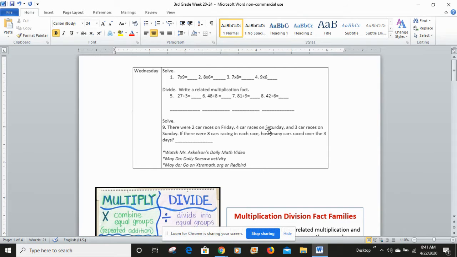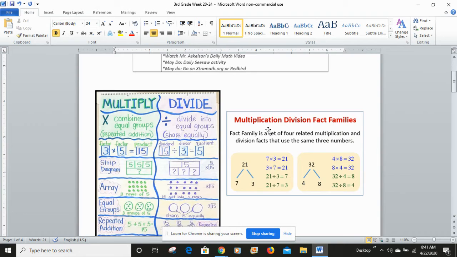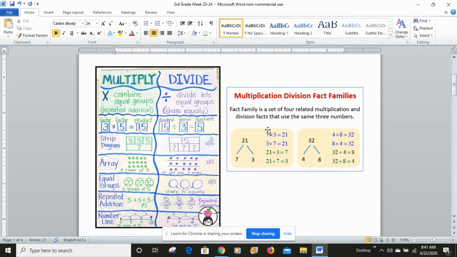So we've talked about multiplication quite a bit and division. So let's just go back over those strategies that we can use for multiplication and division. We can combine equal groups. Remember, a multiplication problem is a factor times a factor equals a product. This is one we really haven't talked about, a strip diagram, but basically you're skip counting when you're doing this. You're just putting 3 5s together, so 5, 10, 15.